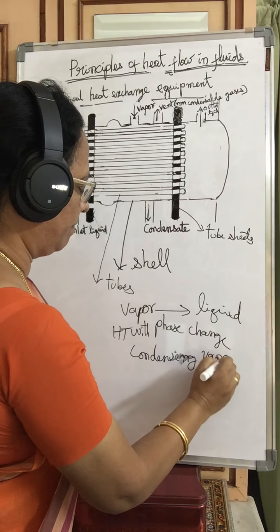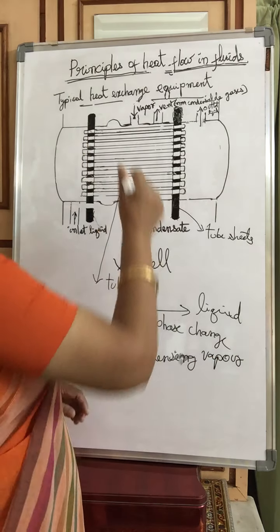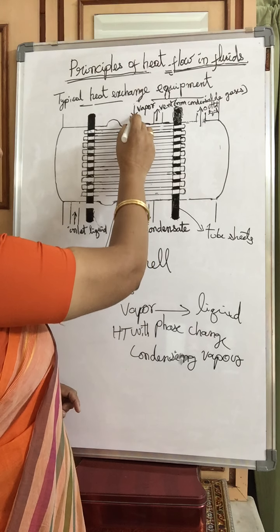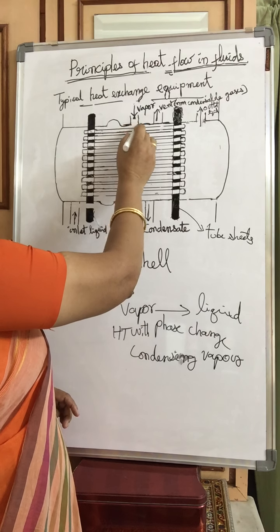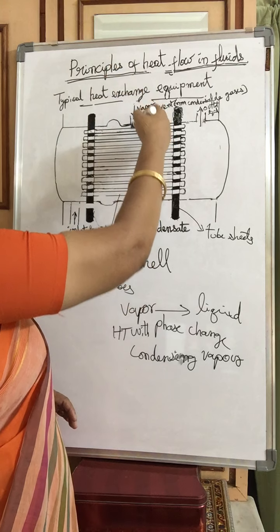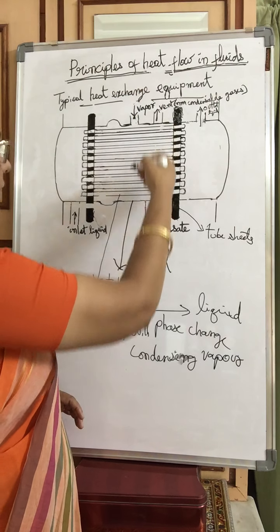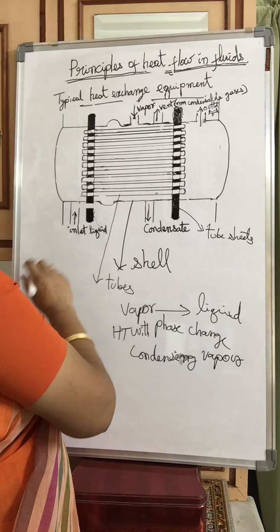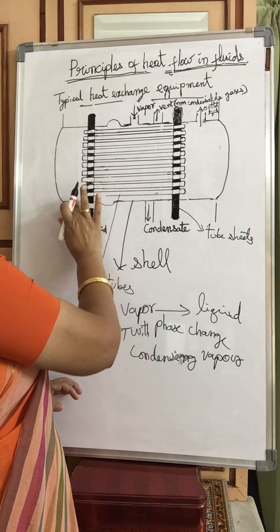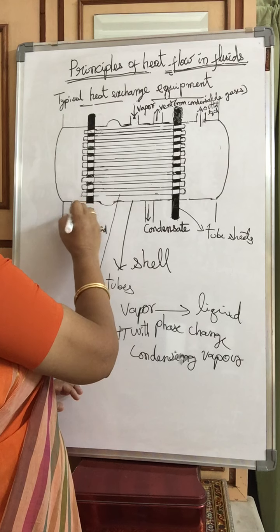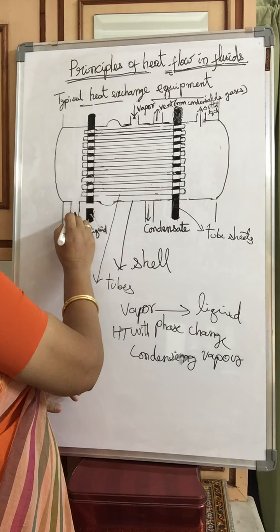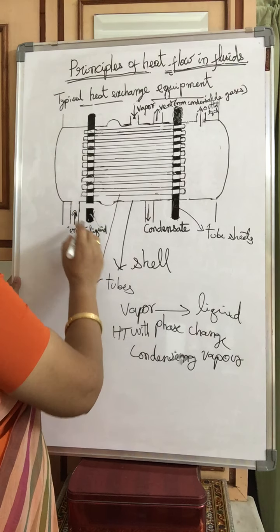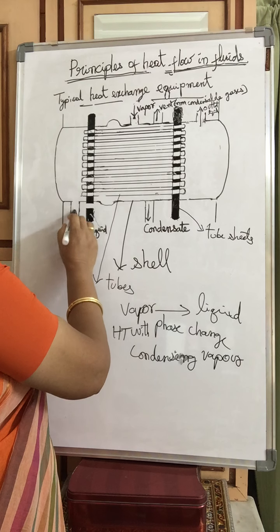Condensing vapor. So here vapor is introduced at the inlet, the vapor inlet, this one. Now after vapor enters here, we will see. Next we will discuss. Now you can see another way here, this one. What is this? Liquid inlet. This is the liquid inlet.